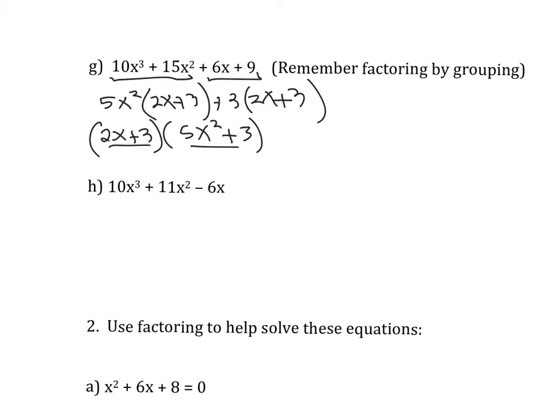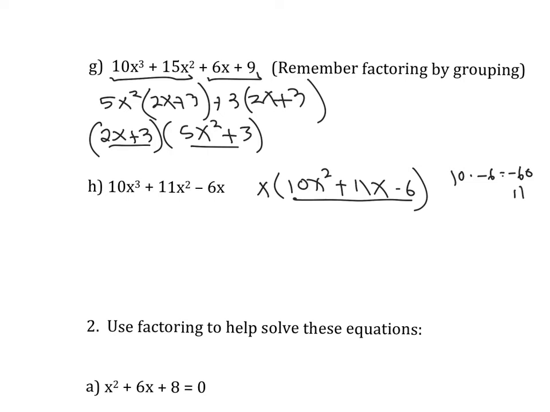Okay, next one, 10x cubed plus 11x squared minus 6x. We actually can factor out an x to get 10x squared plus 11x minus 6. So this can be further factored, or at least we're going to investigate that. It can be fully factored if we can find two numbers that multiply to 10 times negative 6, or negative 60, and add up to 11.